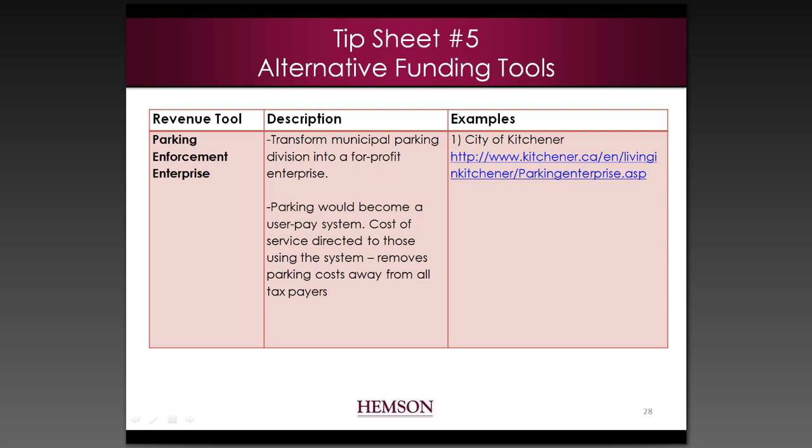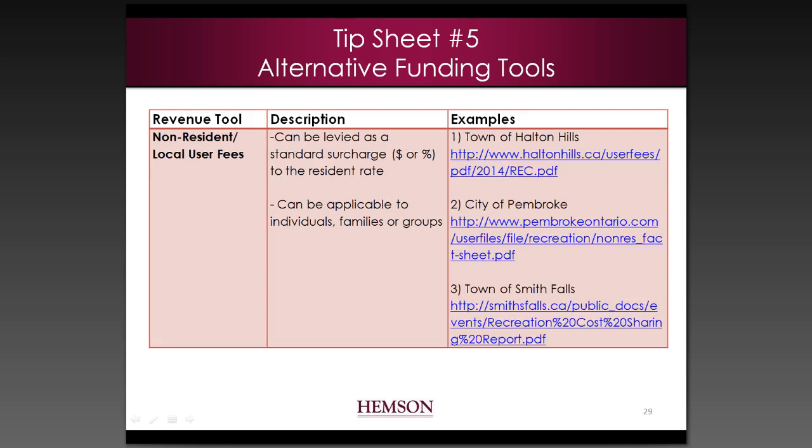Another example on slide 29 is non-resident and local user fees, and as I alluded to earlier, perhaps you can do a surcharge on some prevailing rates that you may have in place. We use that quite effectively in Newmarket to fund some recreation replacement needs, and I've also given some examples here from Halton Hills, Pembroke, and the town of Smiths Falls.